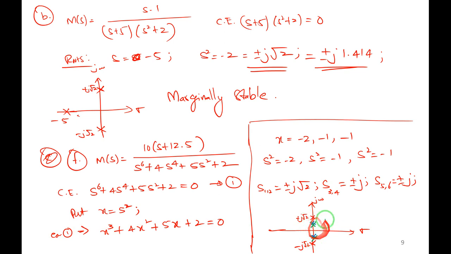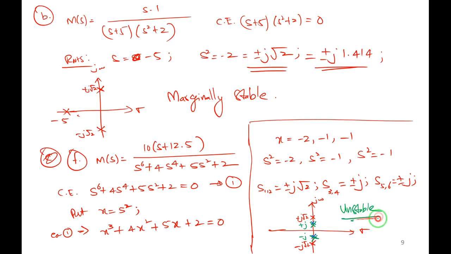Can you tell the stability of the system? Is the system stable, unstable, or marginally stable by looking at the location of the roots? Can anyone? And you have to justify your answer also. Please unmute yourself and talk to me. Plus j, minus j, 6 roots, right? Unstable. Why is it unstable? Yes, it is correct.